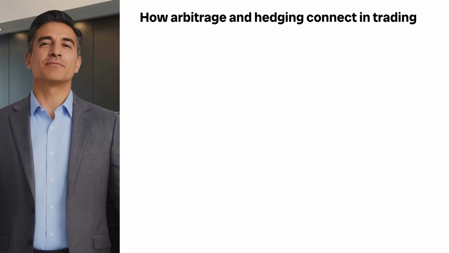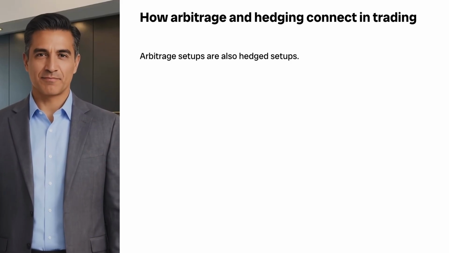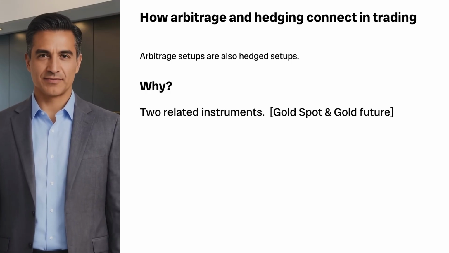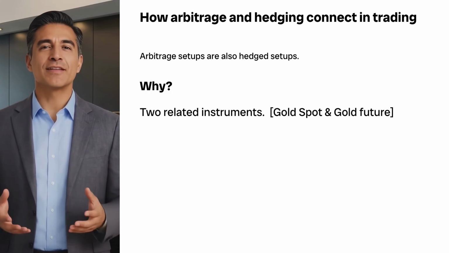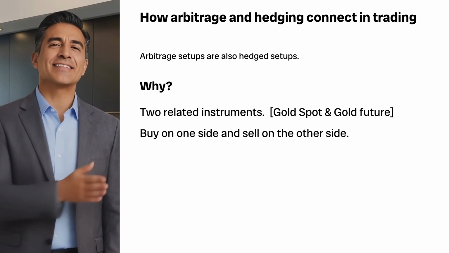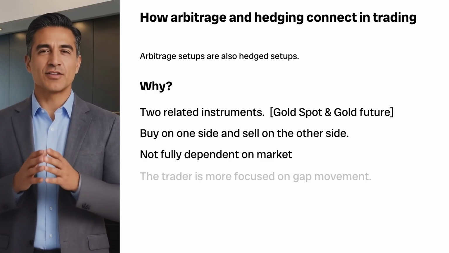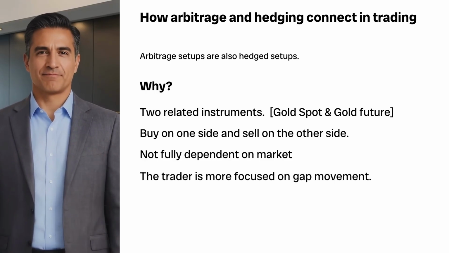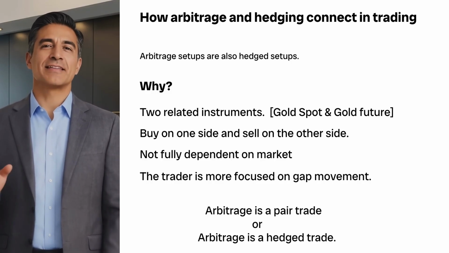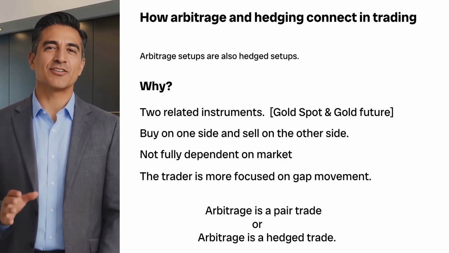Now, here is the important bridge. In trading, a lot of arbitrage setups are also hedge setups. Why? Because arbitrage is usually done using two related instruments. And to capture the gap, we often take a buy on one side and a sell on the other side. This creates a hedge-like structure. So instead of being fully dependent on market direction, the trader is more focused on gap movement. That's why arbitrage is often called a pair trade or a hedge trade. It doesn't mean there is no risk, but it means the strategy is designed to reduce direct directional exposure.